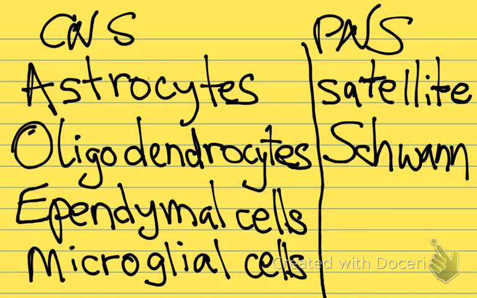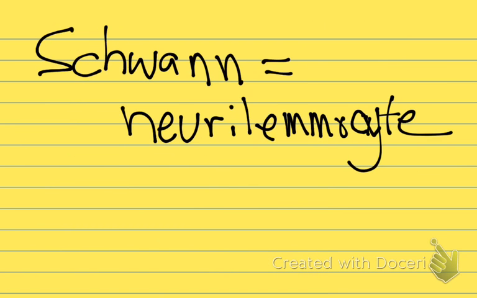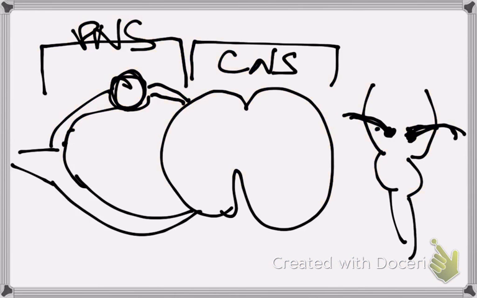And where do we find satellite cells and Schwann cells? Satellite cells are in the ganglia. Schwann cells are in the nerves. Okay? Satellite cells are in the ganglia. Schwann cells are in the nerves. And I'm going to show you that real quick.